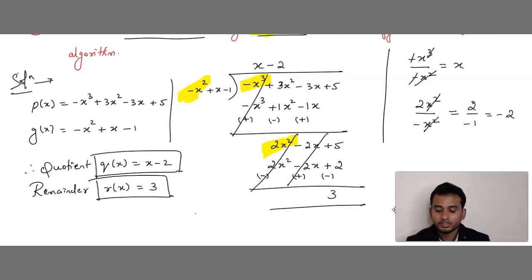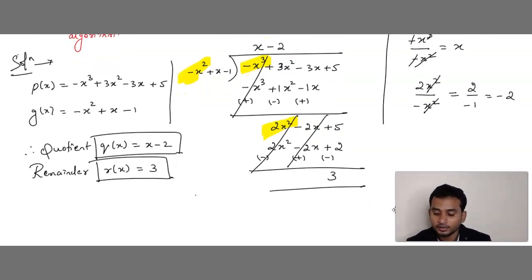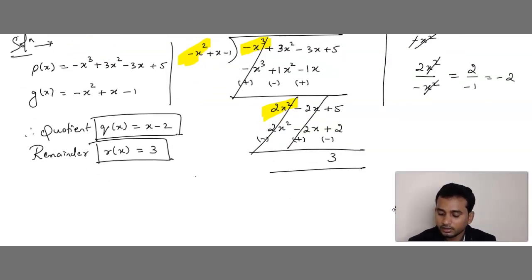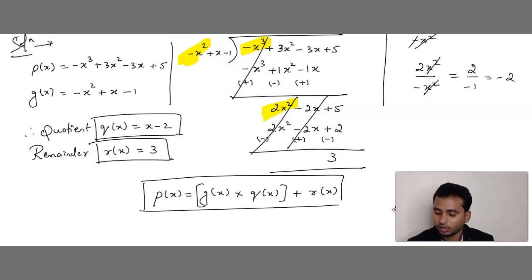So what is the Euclid division lemma for polynomials? We all know, right? That is p of x is equal to g of x into q of x. These both terms are one term. I am writing a bracket, plus r of x. So this is the Euclid division lemma for polynomials. Now what is p of x? We can see here in the data, that is minus x cube plus 3x square minus 3x plus 5.